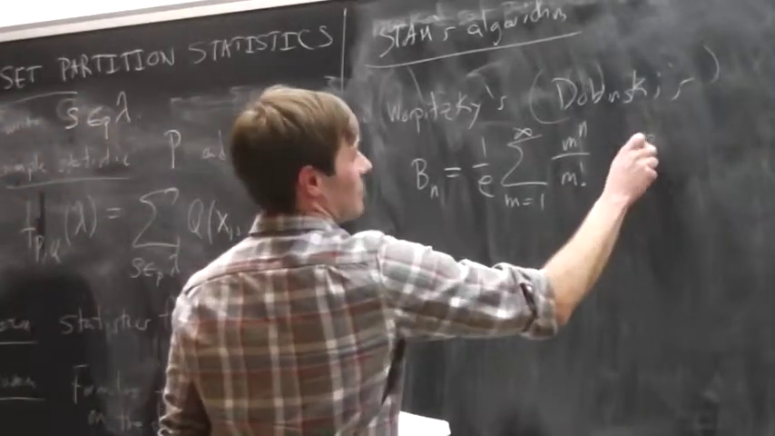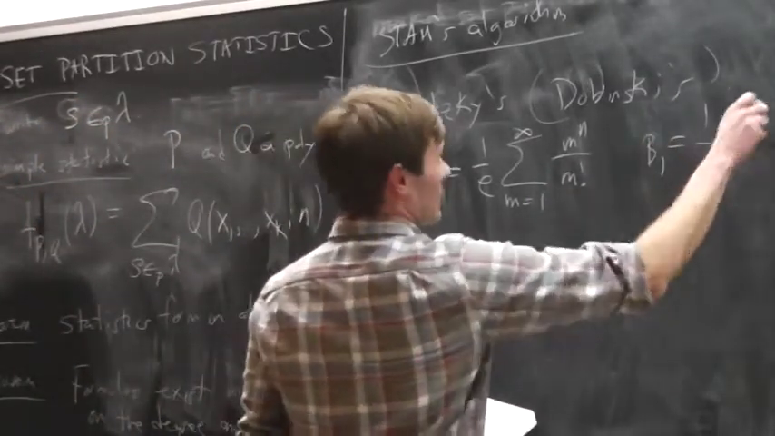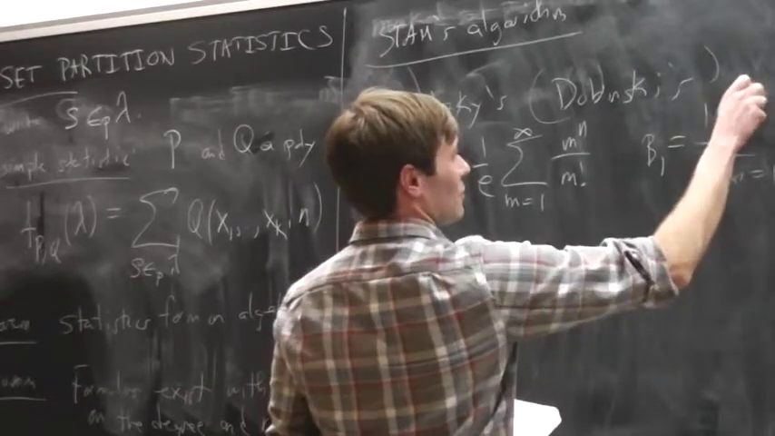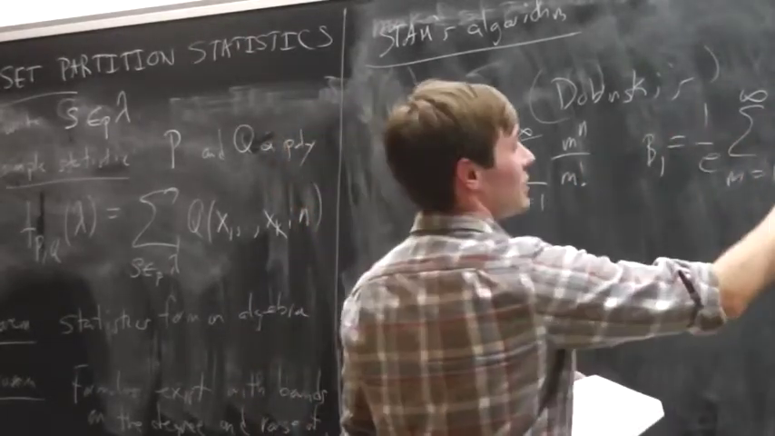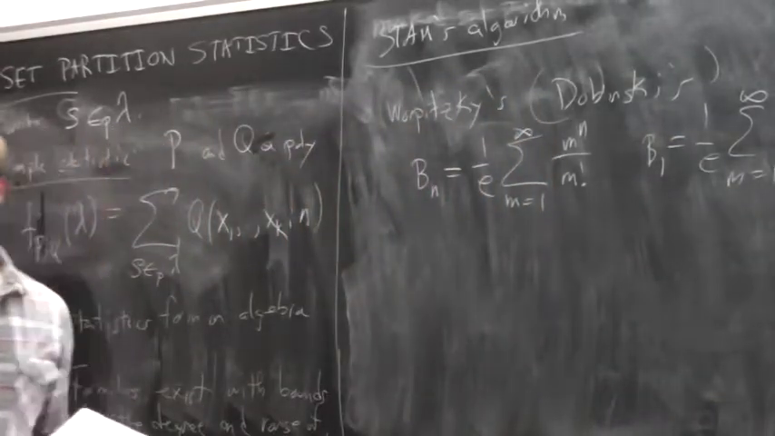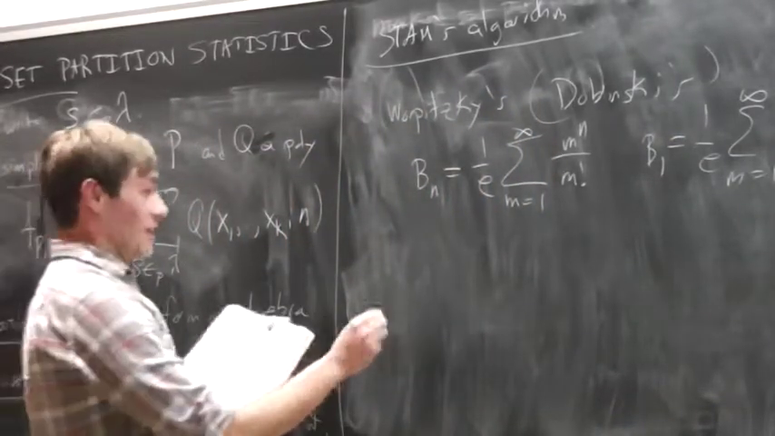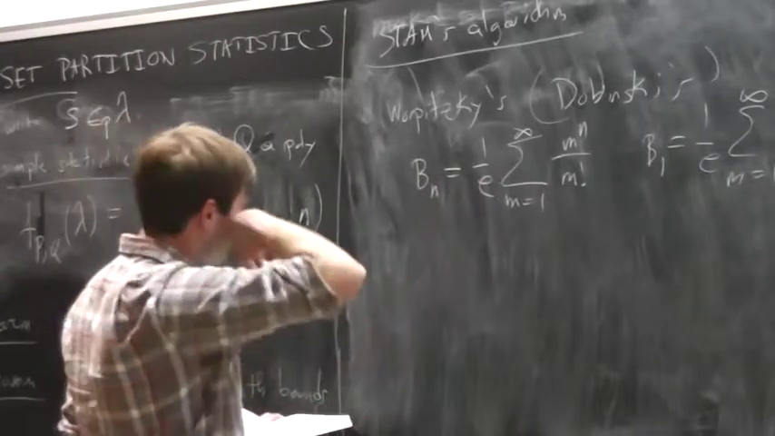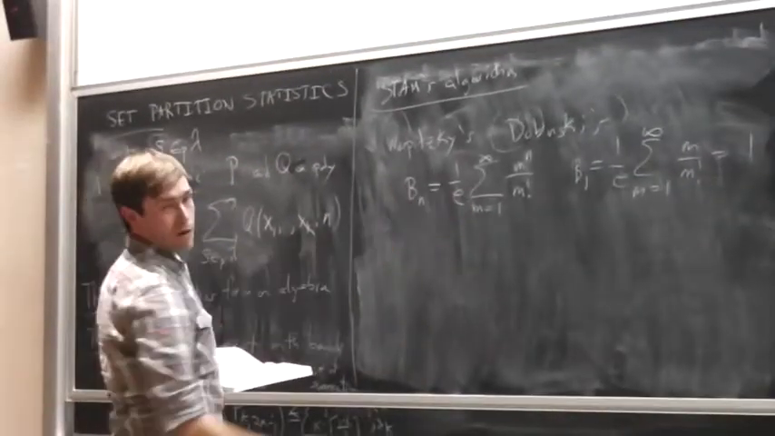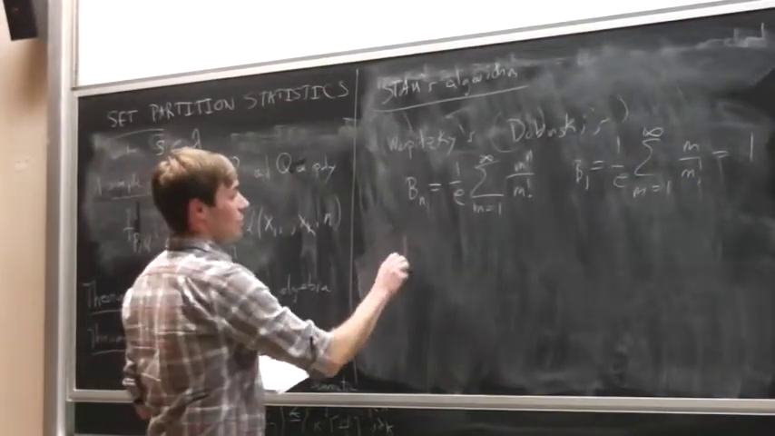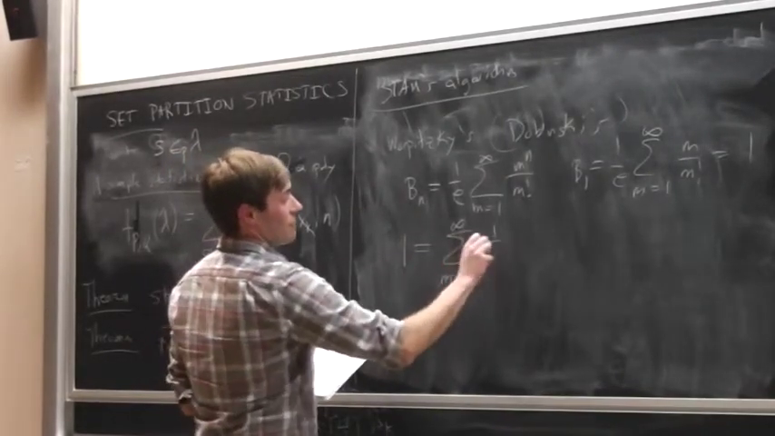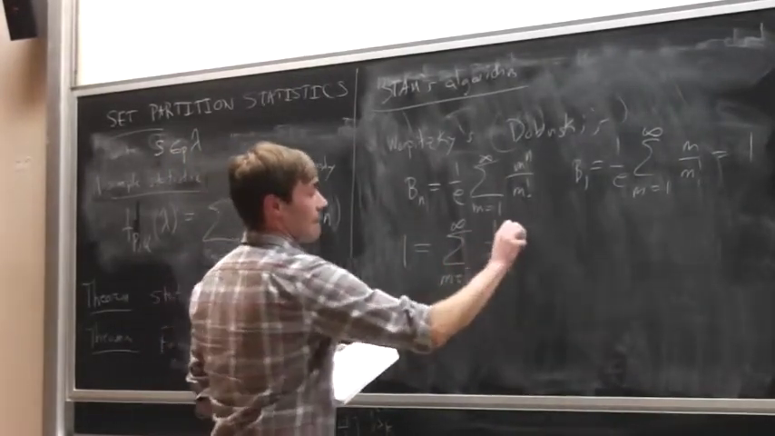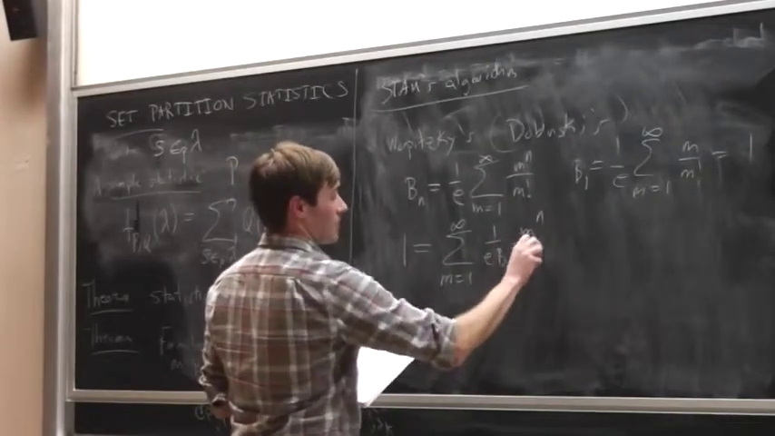Okay, let's do an example. B of 1 is 1 over e times the sum from m equals 1 to infinity of m over m factorial. And sure enough, that sum is e, and e times 1 over e is 1. Good. I like that. So if you divide by B of n, you get a probability distribution. 1 is equal to the sum from m equals 1 to infinity of 1 over e times B of n, times m to the n over m factorial.